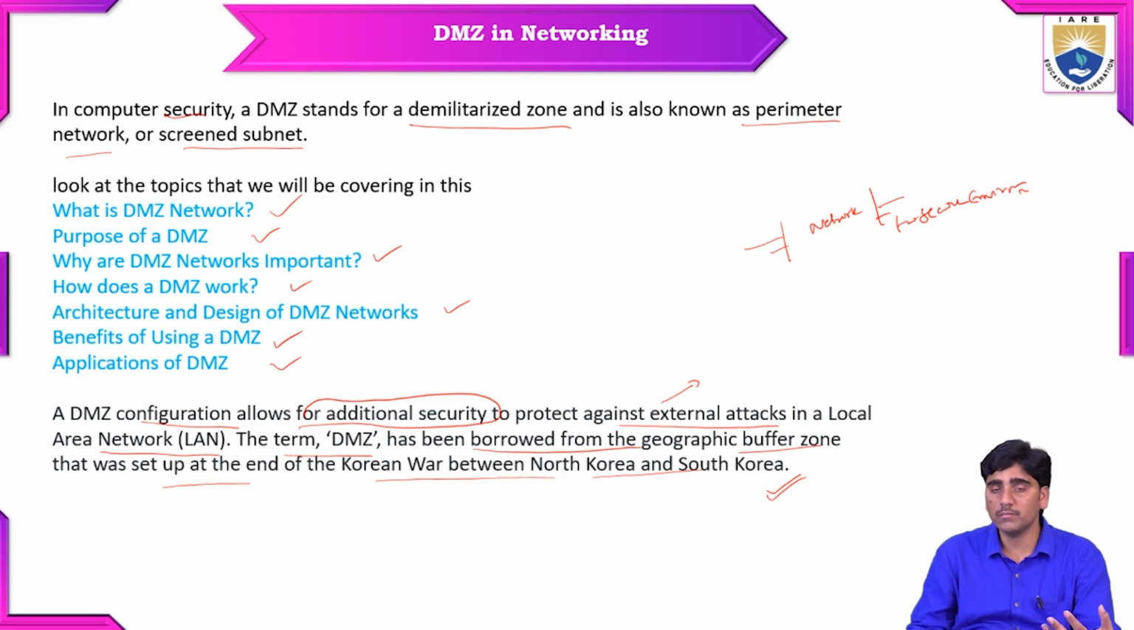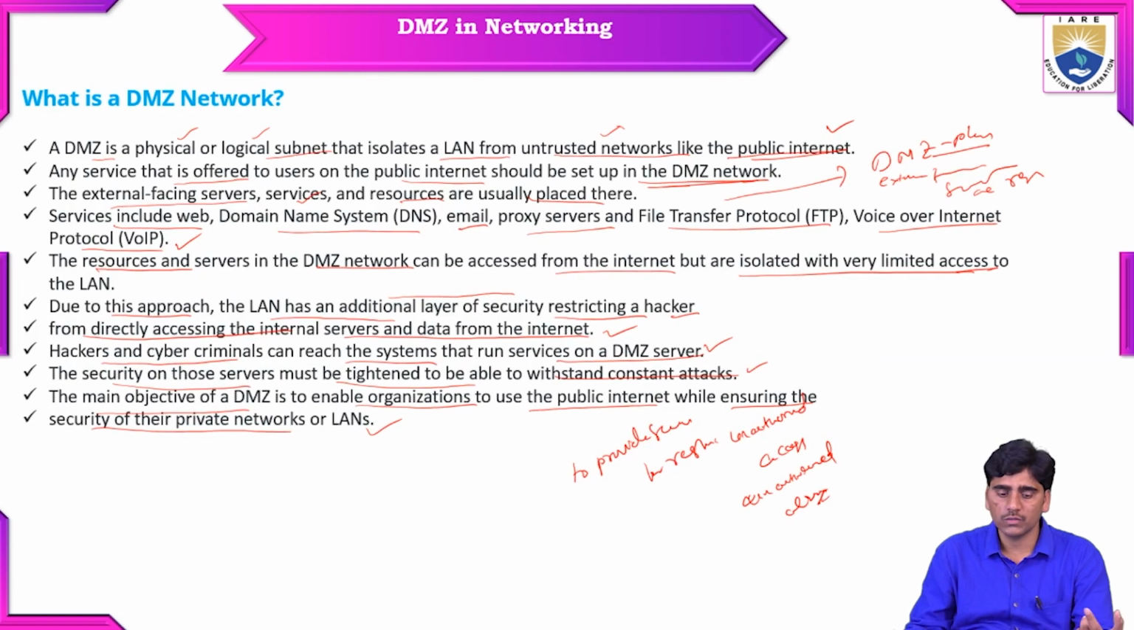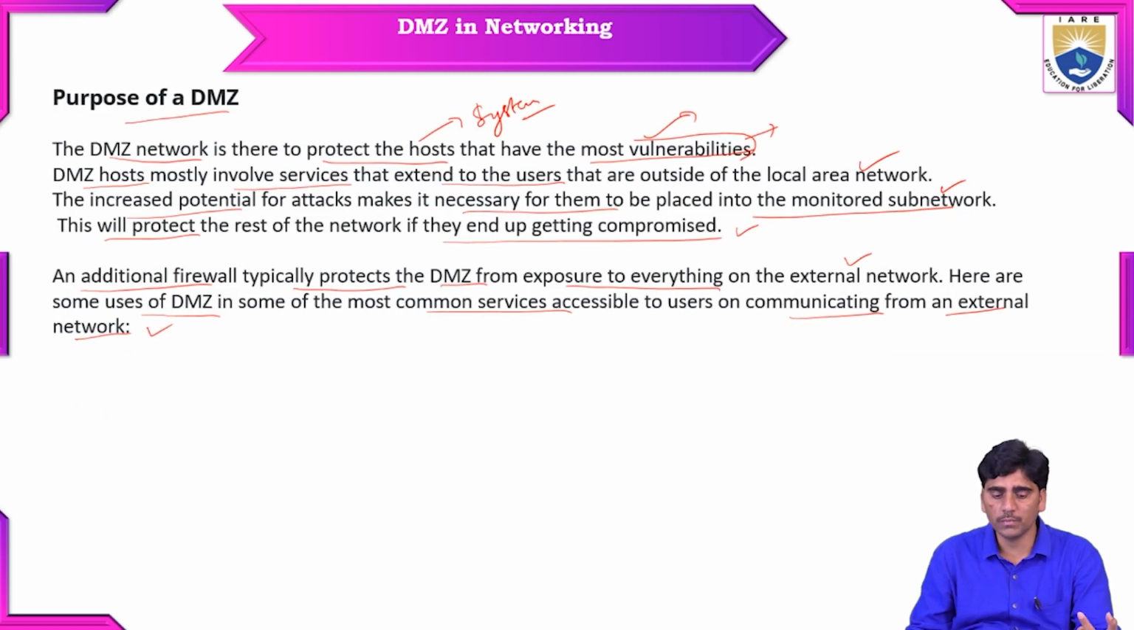We already know that a demilitarized zone is configured for protecting the systems, the servers, the data, and all these things. It is configured as a buffer zone between the public internet and the private network. So here we understand what is meant by demilitarized zone. A demilitarized zone is a physical or logical subnet that isolates a LAN from untrusted networks like the public internet. That is the definition of a demilitarized zone.